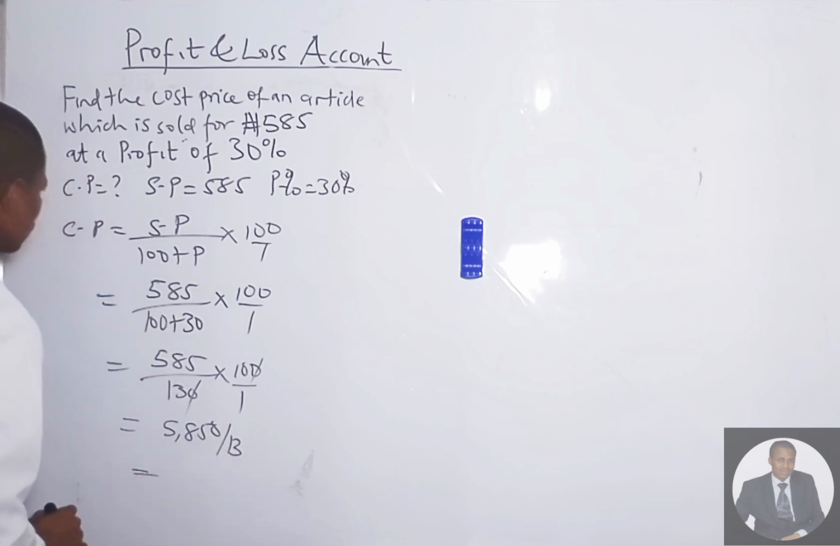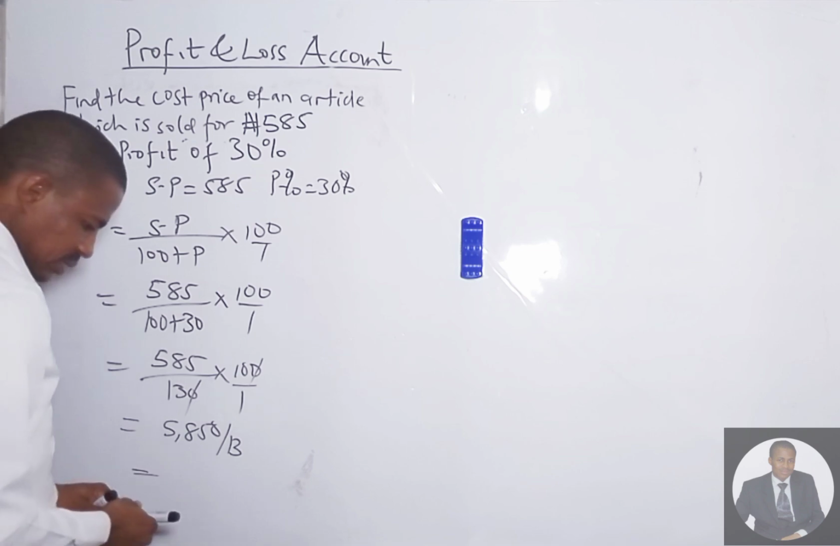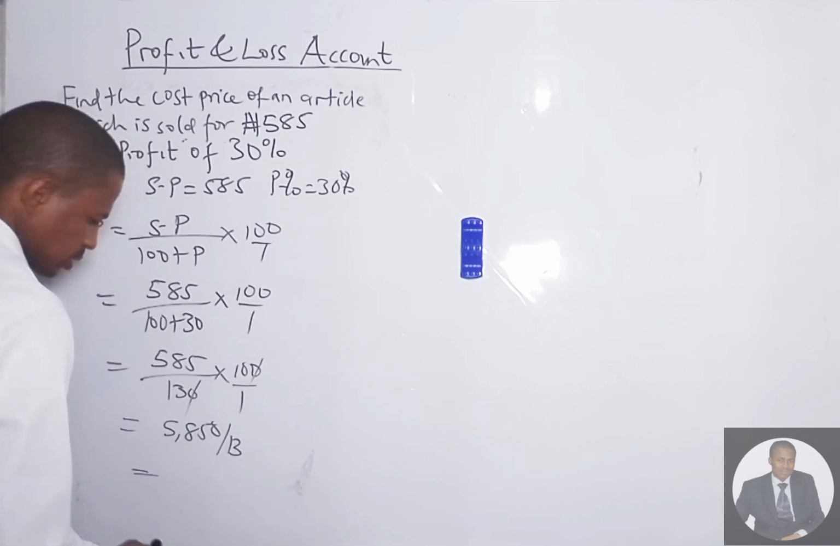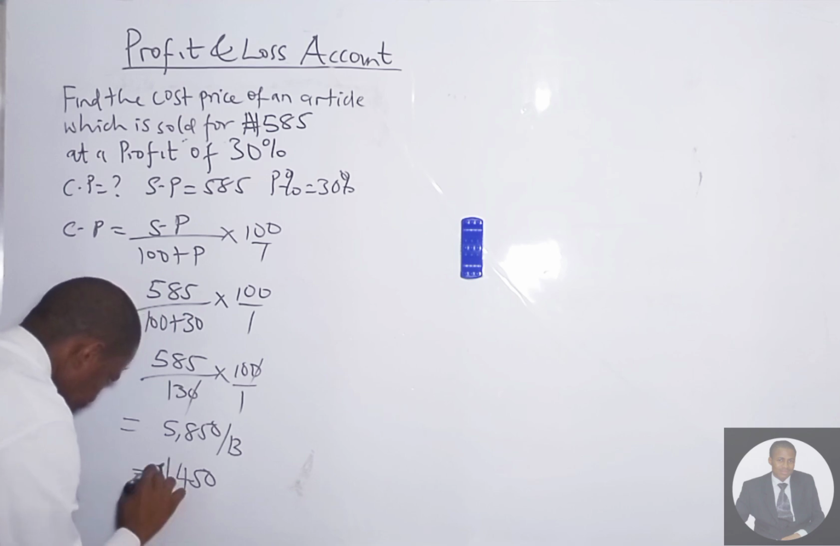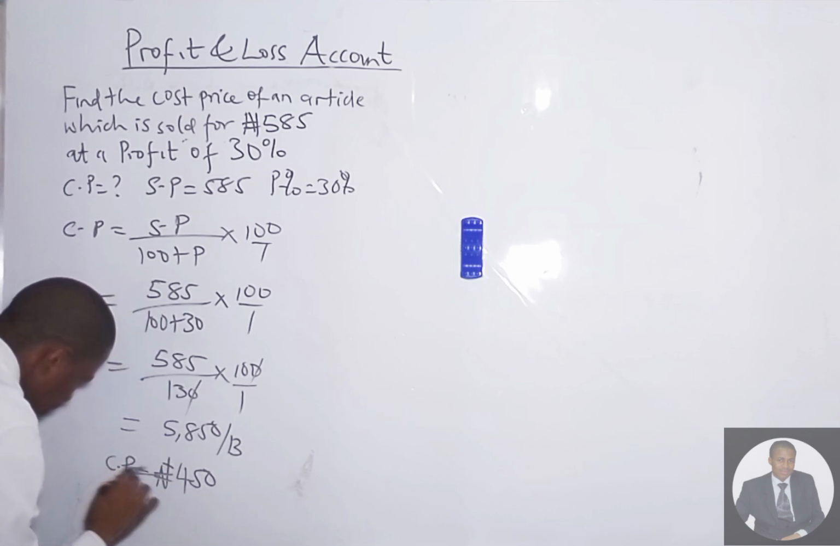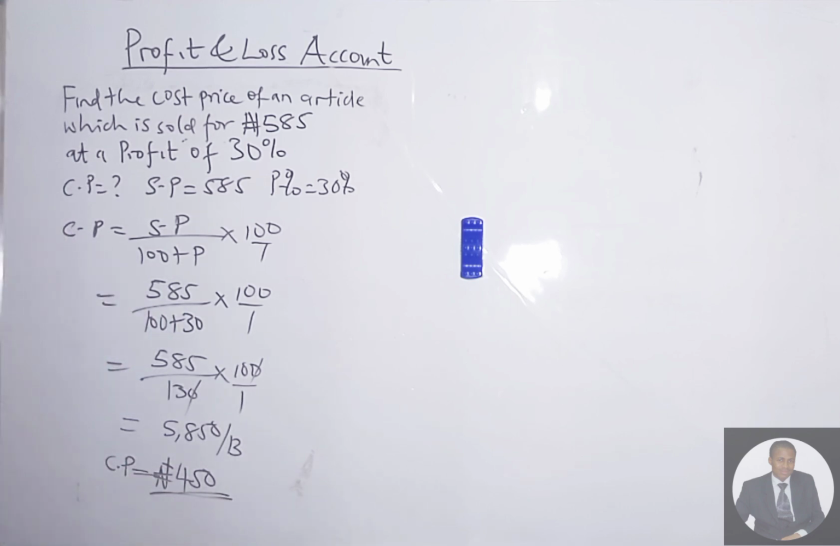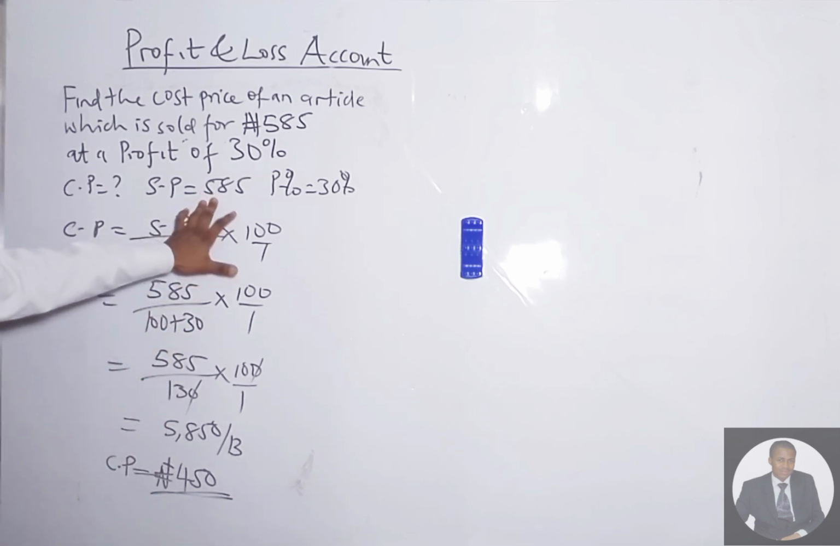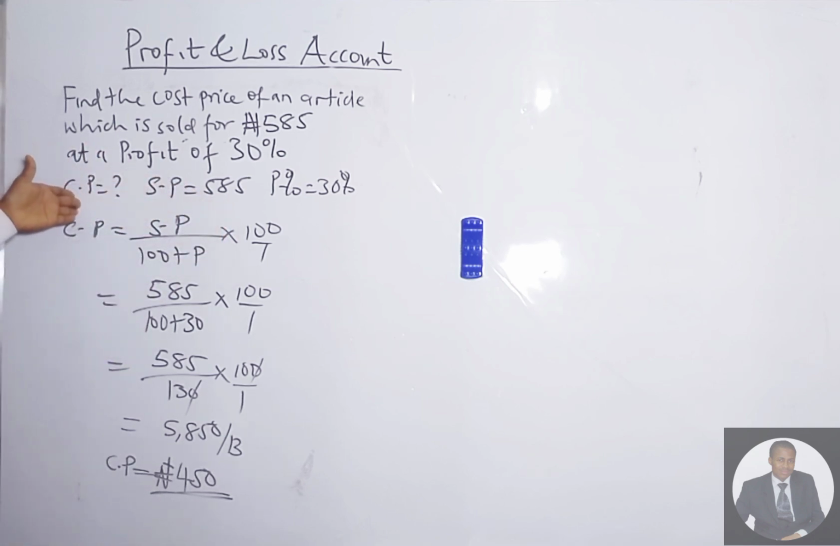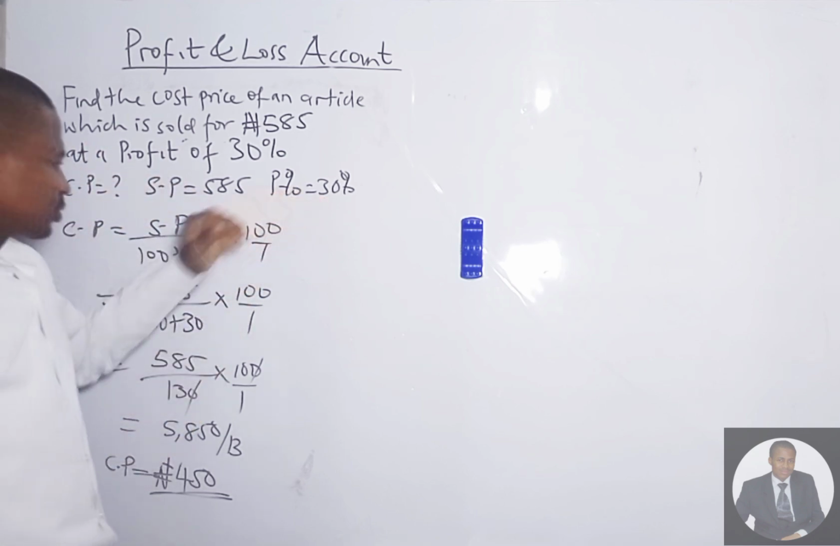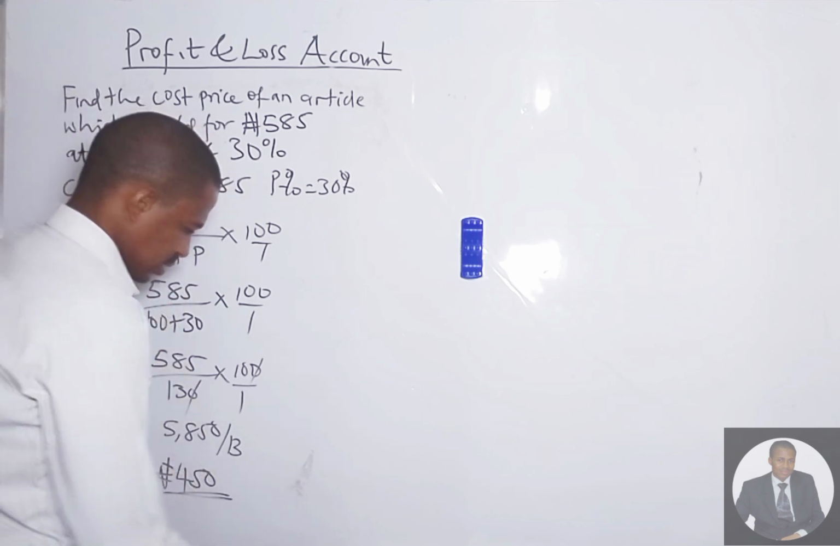5,850 divided by 13 will give us 450 naira. So our cost price will be 450 naira. So he bought it for 450 and sold at 585. That means the selling price was more than the cost price, and he made a profit of 30%.